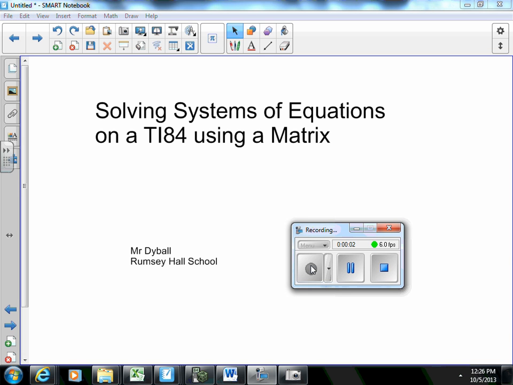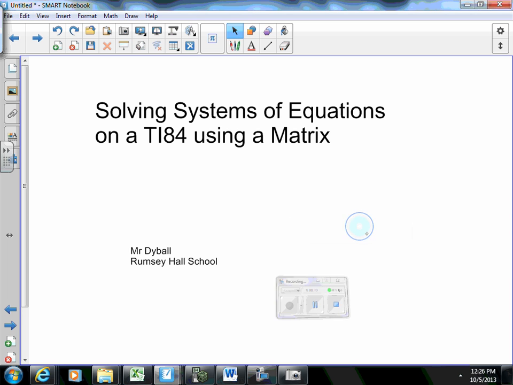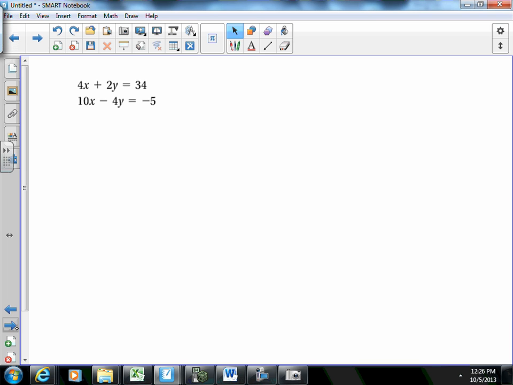Hello, I'm going to show you how to solve a system of equations, that's two or more equations, two in this case, on a TI-84 using a matrix. Now, here's a question. It's a system. We've got two different equations. Fortunately, they're both in standard form, which makes it much easier to write a matrix.